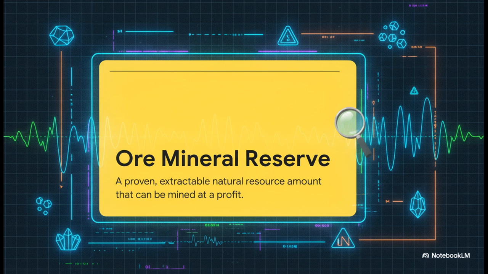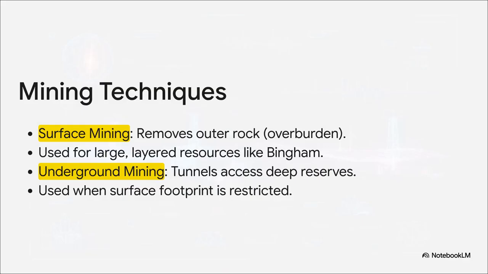But here's the crucial point. To be officially classified scientifically and economically as an ore mineral reserve, it has to be a well-defined, proven amount of a resource that can actually be mined at a profit. So profitability and certainty, those are the strict scientific dividing lines. Okay, so once we've defined a resource, how do we actually get to it?